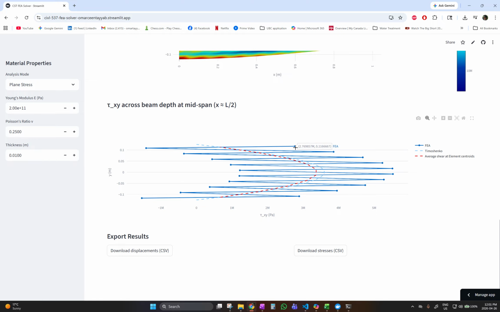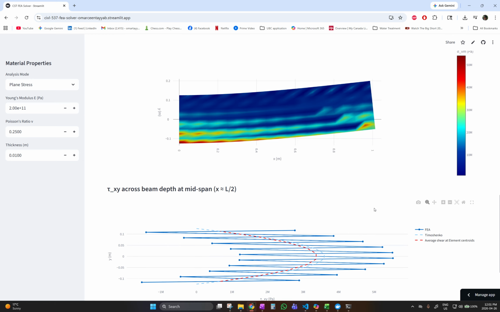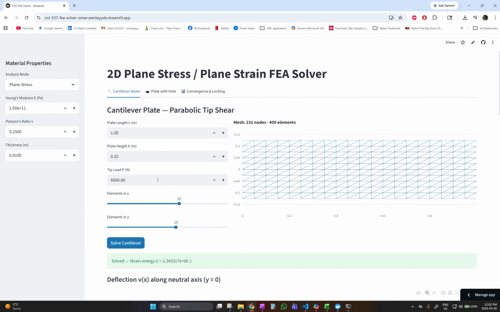So what I did to compare the Timoshenko to the FEA solution is I found the nodal averages and plotted this red line, and you can see that it captures the shear relatively well. Obviously it underestimates it a little bit, but it definitely captures the trend and is something that we can work with.